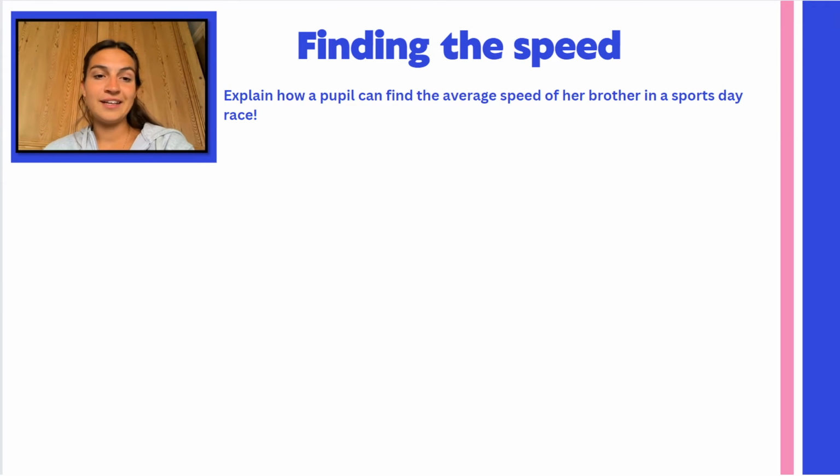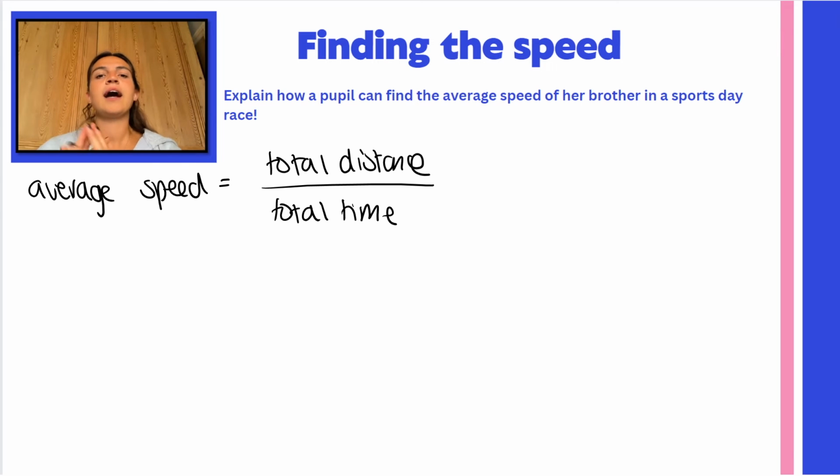Okay, now I need to explain how a pupil can find the average speed of her brother in a sports day race. So this is an explanation question, but I would always start with thinking, what equation am I going to be able to use to do this calculation eventually? And I would write that down in my exam. Average speed is total distance over time.